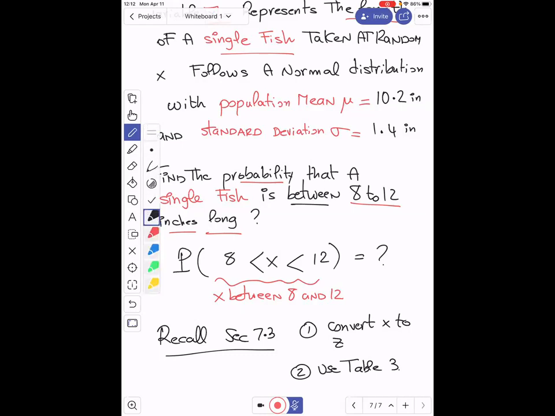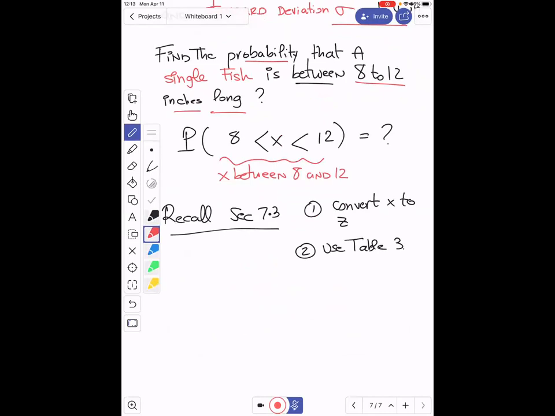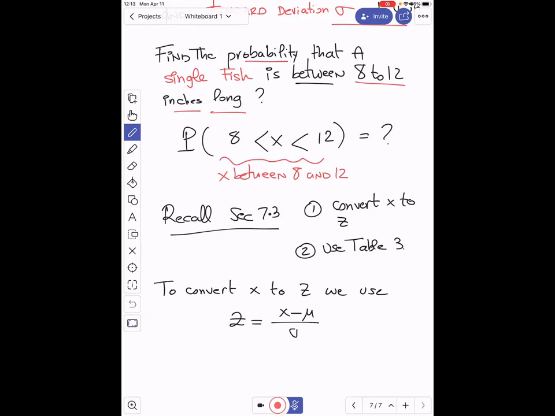We have the population mean, the average length, which is 10.2 inches, and we have our standard deviation sigma. I'm going to remind you of the formula: to convert x to z, we use z equals x minus mu over sigma.